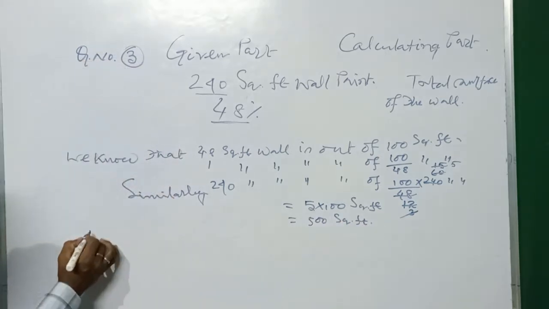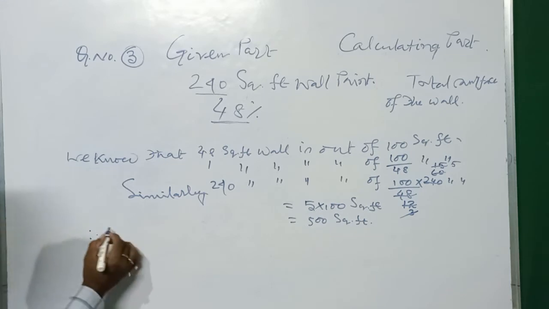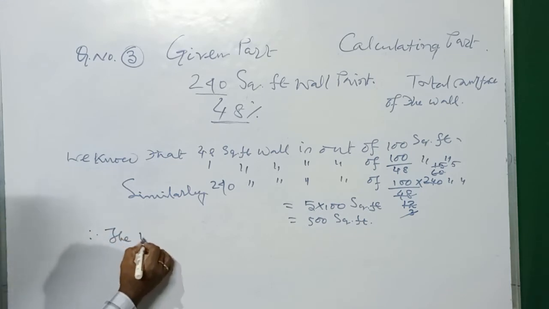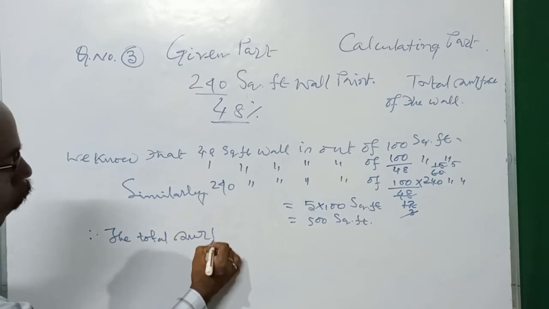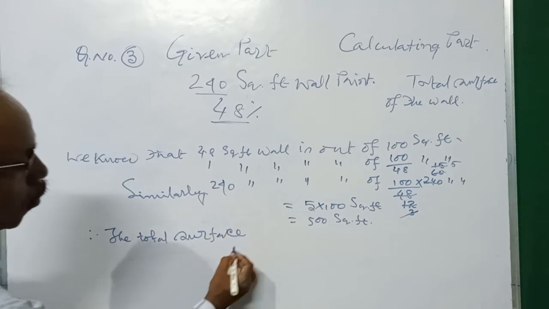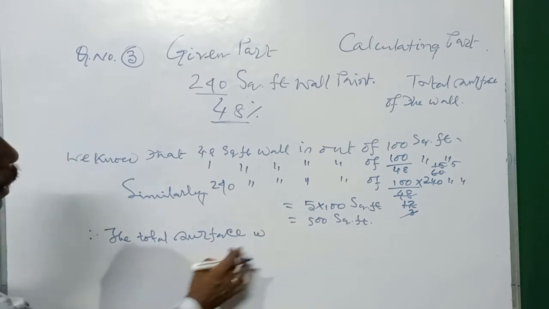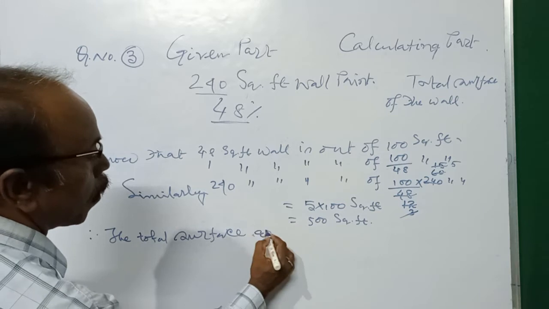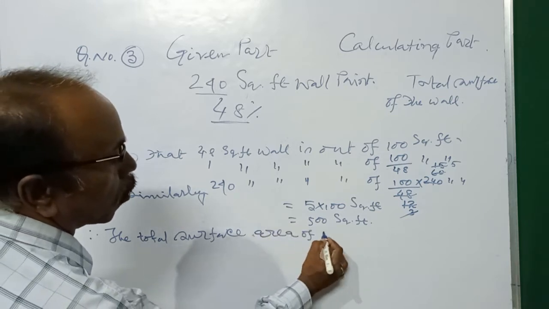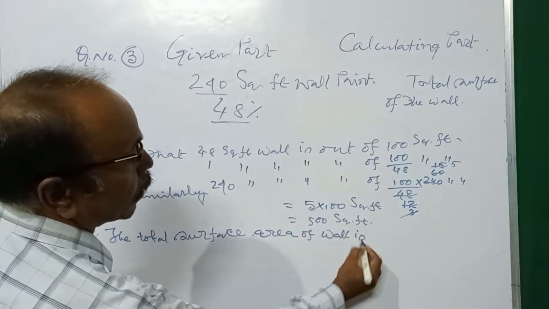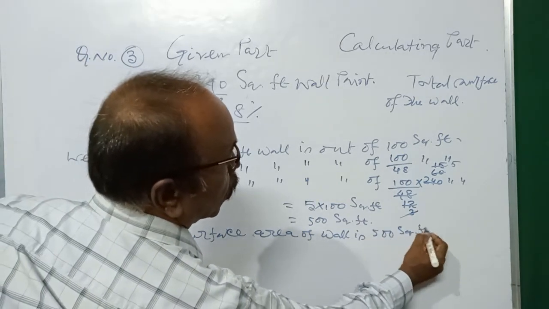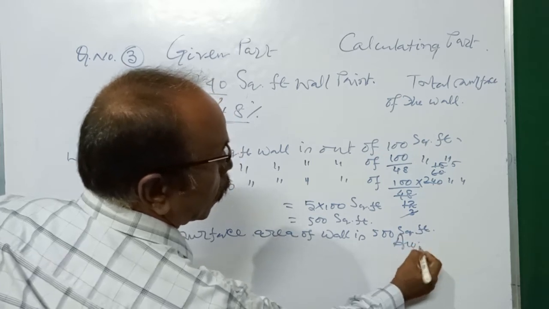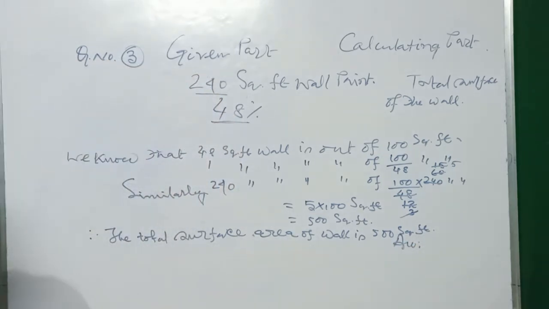My dear student, you see, the total surface area of the wall is 500 square feet. This is the required answer. Am I clear? Next.